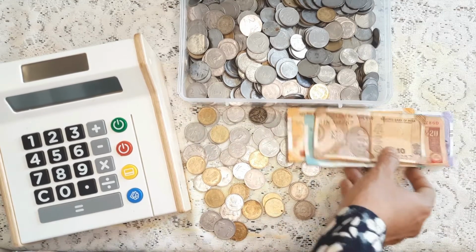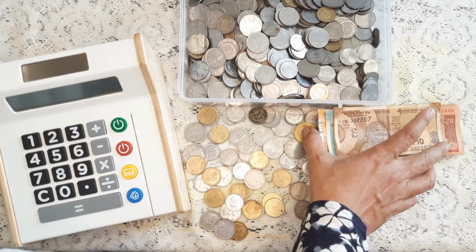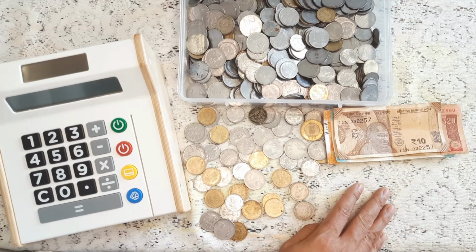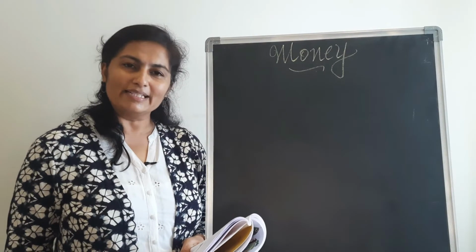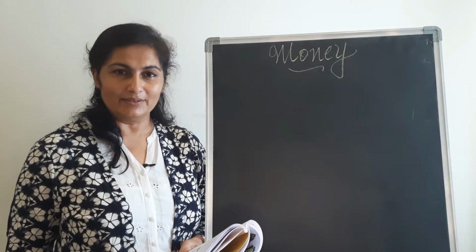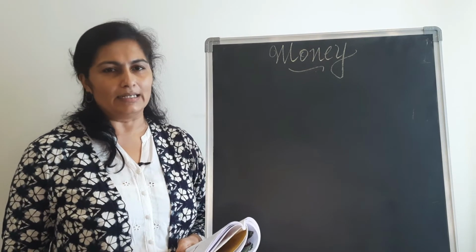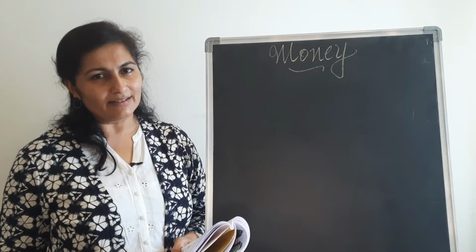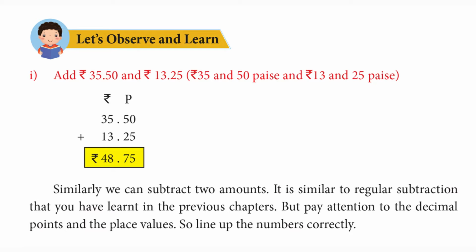Okay, so this is how it is. Now let's learn a little bit more about notes and coins and how to add and subtract. In page number 81, we are going to learn how to do addition with money. Let's take an example of the sum that is given in page number 81 itself.